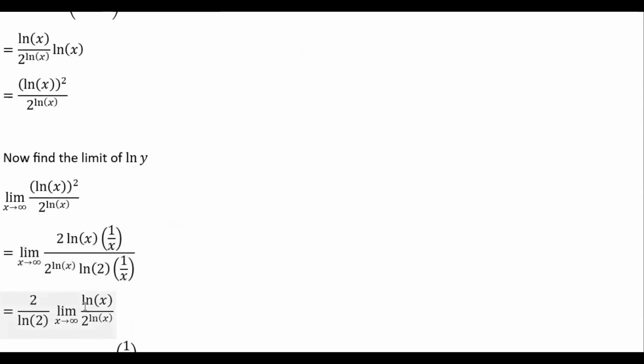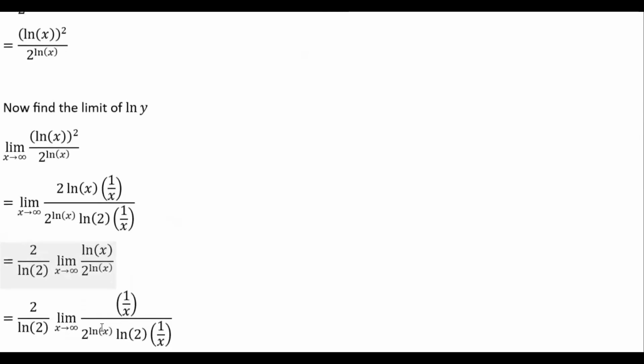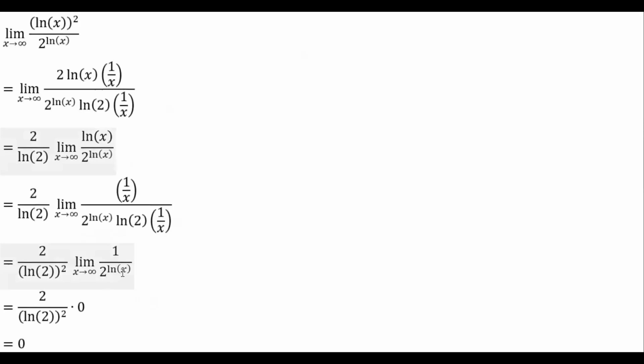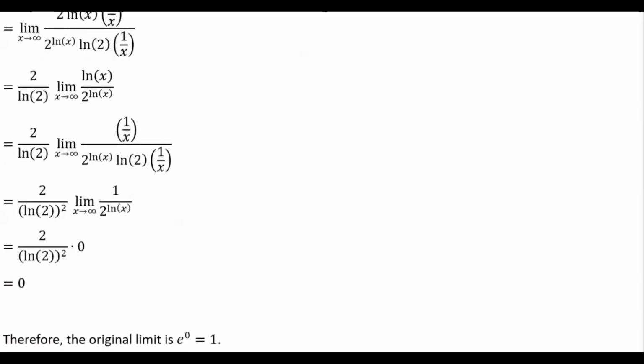So now what do we do from here? This is infinity over infinity again, so we can use L'Hopital's rule again. These 1 over x would cancel again, so we are left with 1 over 2 to the ln x. As x approaches infinity, it's 2 to the infinity on the bottom, which is 0. So the limit is 0, but this is the limit of log y. We're not done yet. We have to exponentiate it back. So the limit of our original function is e to the 0, which is 1. Very standard problem.